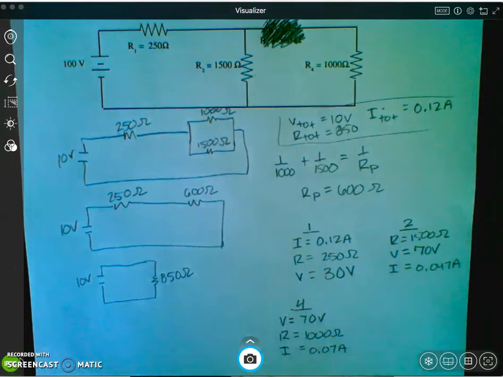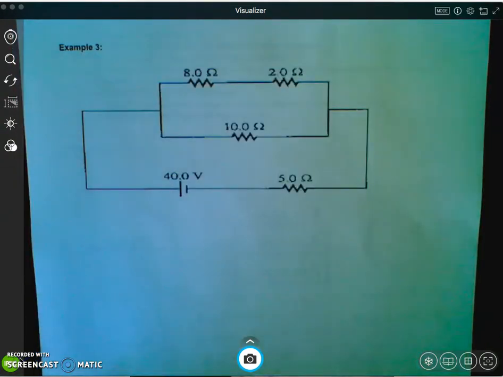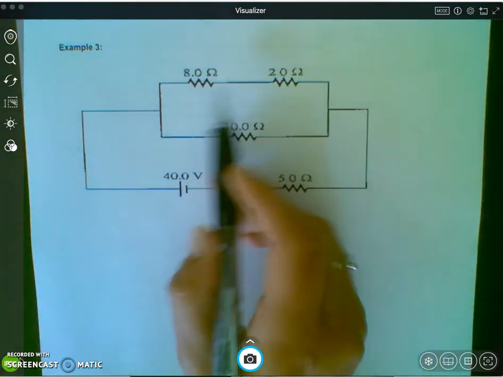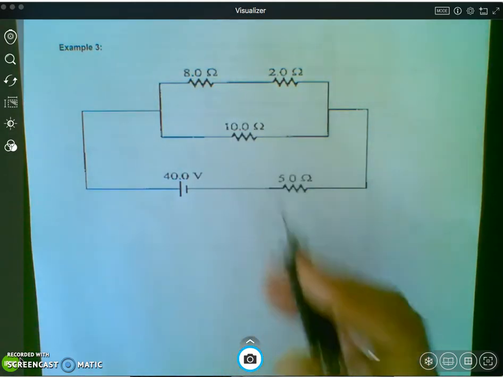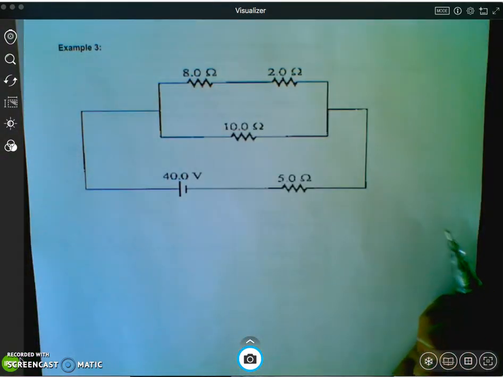Okay, let's do one more. Okay, this one is a little bit harder. There's a little trick here because these are in series and then they're in parallel with this one. But let's just start with the first task, which is just to combine all the resistors.